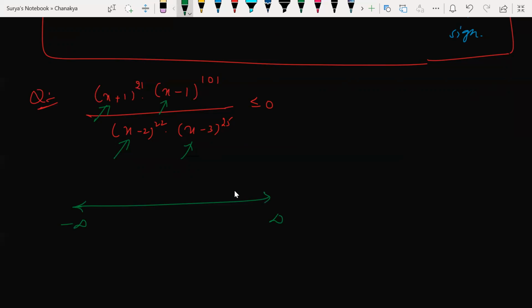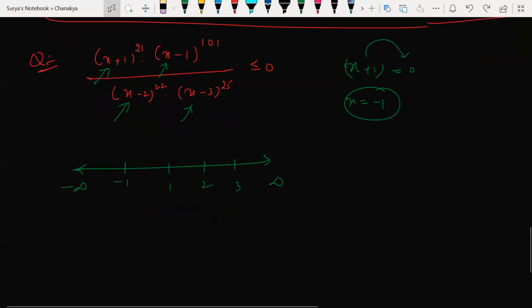So let's write the critical points. What are the critical points here? A critical point is nothing but the value of x for which that particular term becomes 0. For x minus 1 equal to 0, solving this, I get x is equal to 1. That is my critical point. So if I solve all the terms, I'll get 4 critical points, which are minus 1, 1, 2, and 3.